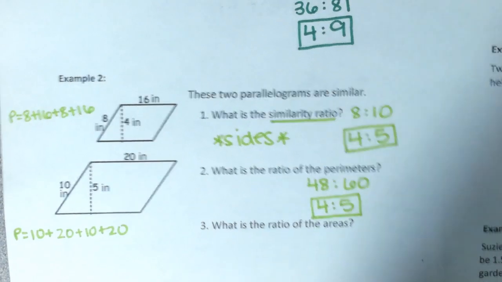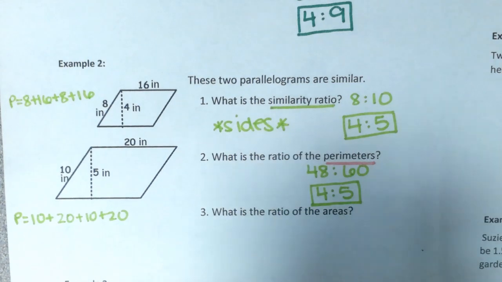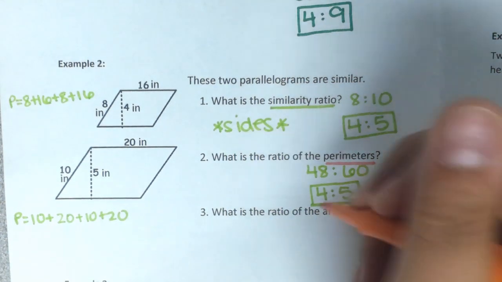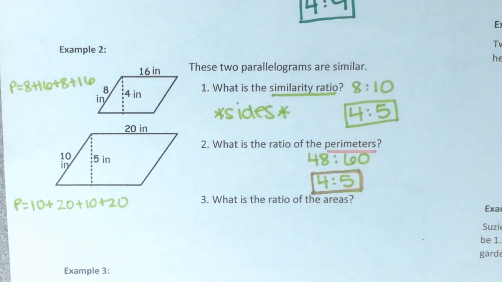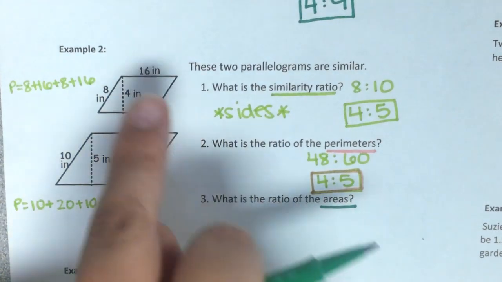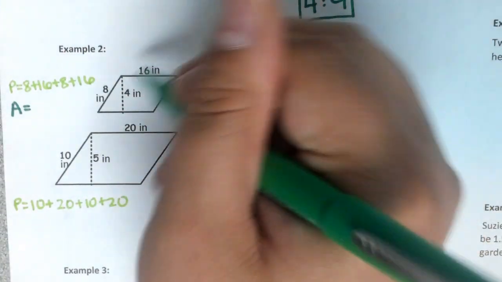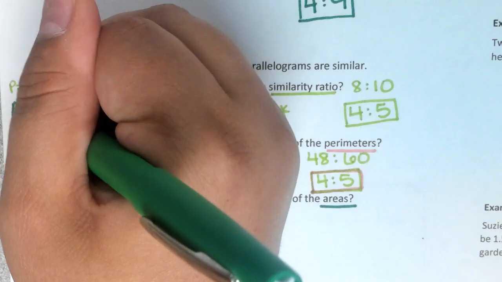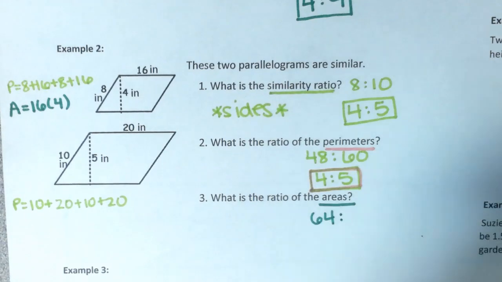What do we know about our ratios of perimeter and our similarity ratio? They're the same. Every time. Okay. How do I find the ratio of the areas? I got to do base times height. What is my base here? 20. This one, the tall one. I mean the small one. 16. What is my height? 4. And what is 16 times 4? Big number. 64.